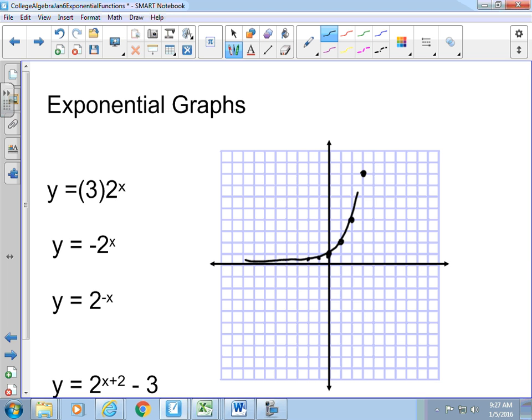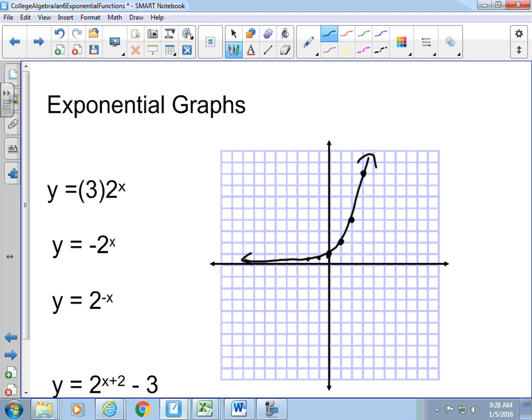Question, does this ever drop below the x-axis? If your picture on your paper is dropping below the x-axis, go 6, 6. It does not drop below the x-axis. See that? Levels off to y equals 0. Okay? Everyone see that?